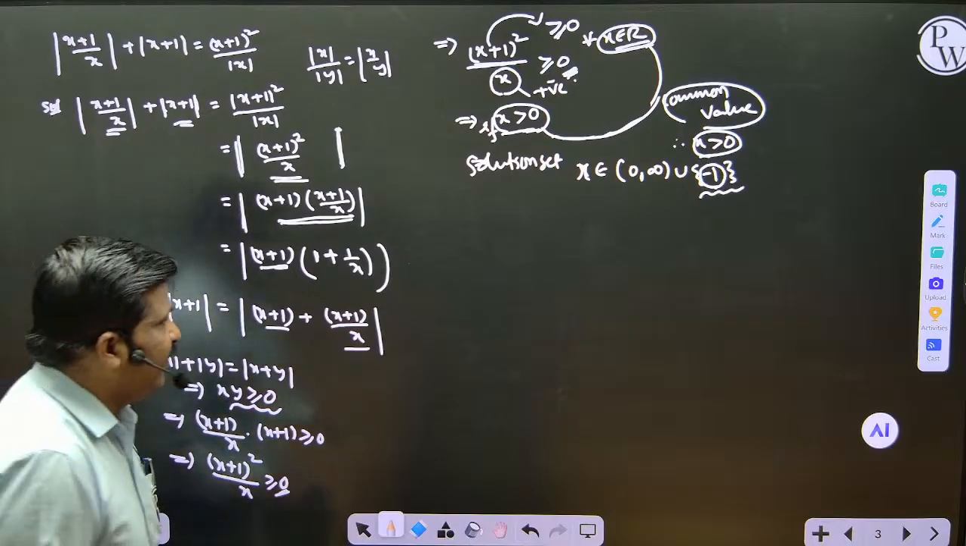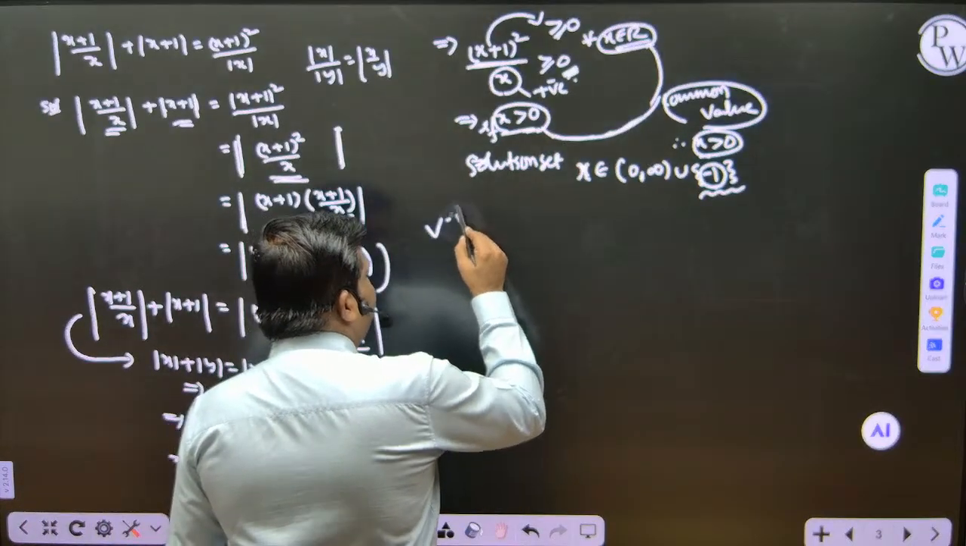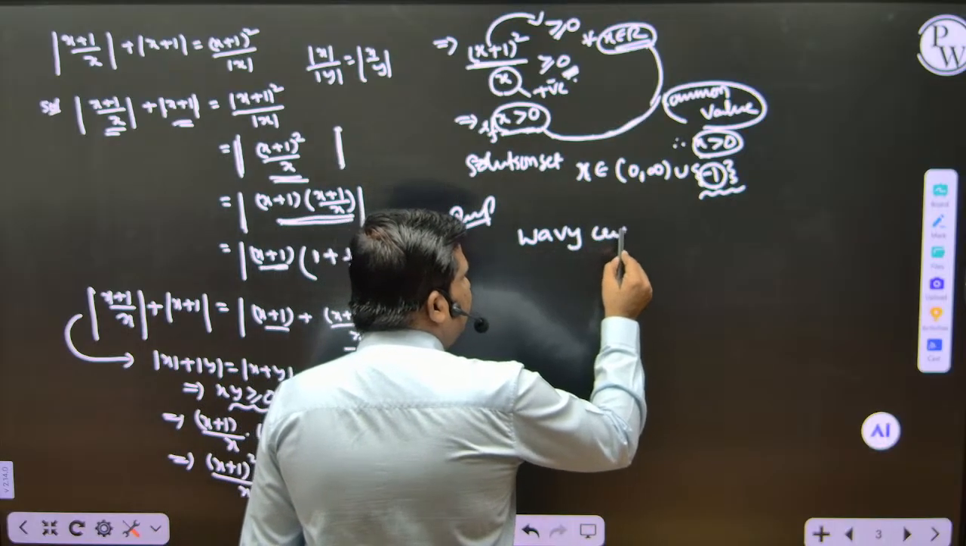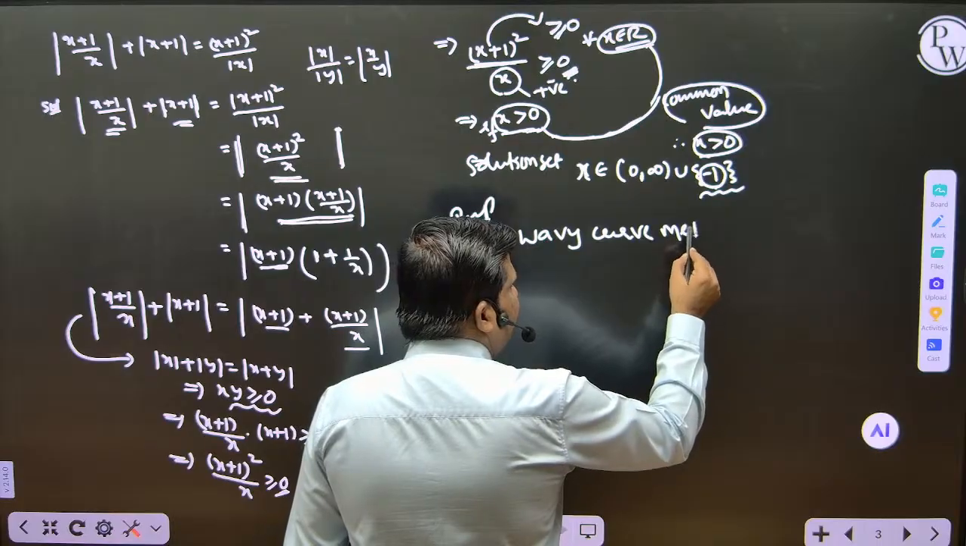Okay, tomorrow we are going to start a very important method, that is the wavy curve method. Wavy curve method.